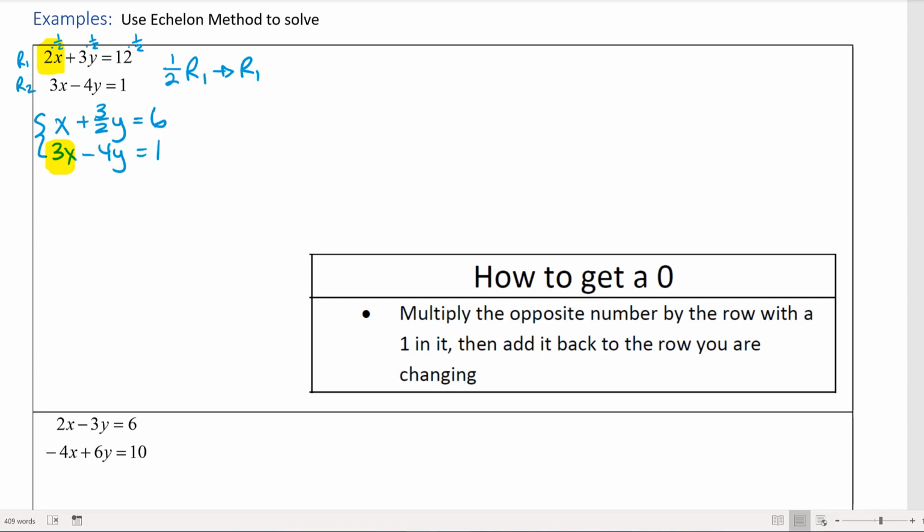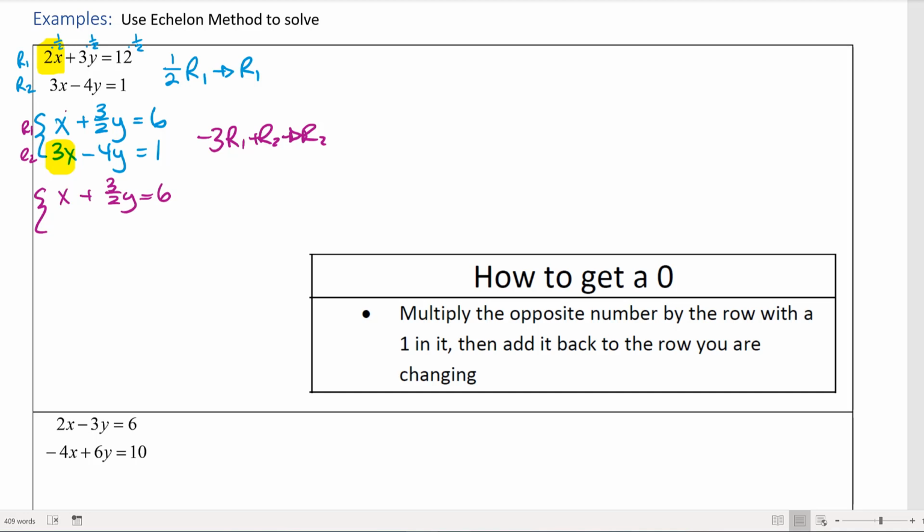Now, the steps for getting a 0: you take the opposite of 3, which is -3, multiply it by the row with a 1 in it, which is row 1, and add it back to the row that you're manipulating. This is going to replace row 2. So row 1 is going to stay the same. I'm going to do my work off to the side here.